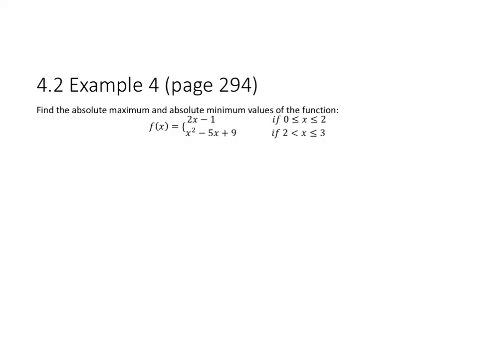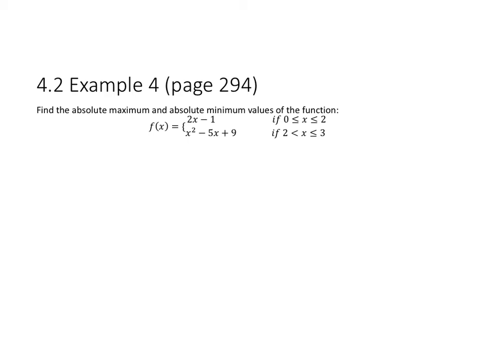So example 4 on page 294 tells us to find the absolute min and the absolute max for the function below. When x is between 0 and 2, we get 2x minus 1, and when x is between 2 and 3, we have x squared minus 5x plus 9.